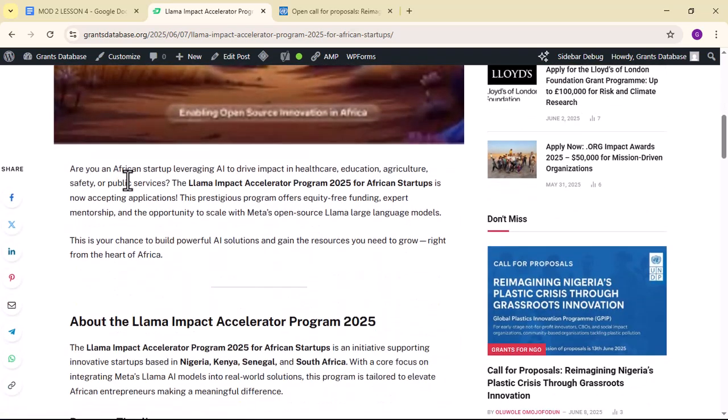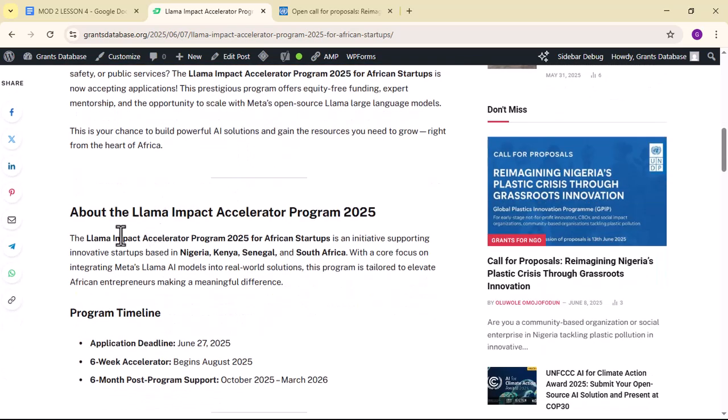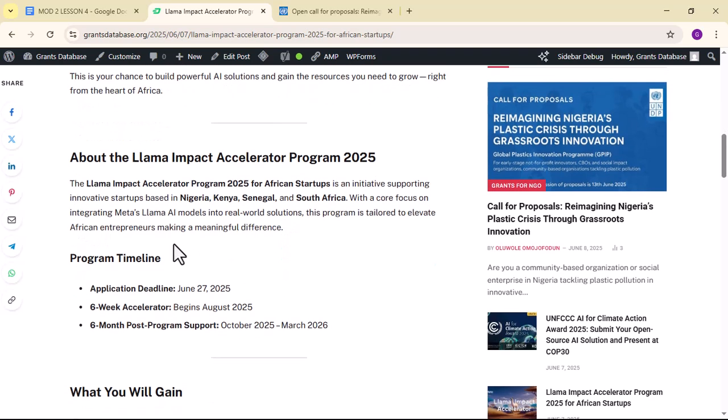So here they are asking for African startups that are leveraging AI to drive impact in healthcare, education, agriculture, safety, or public services. Now this Llama Impact Accelerator is an initiative from Meta that is supporting innovative startups based in Nigeria, Kenya, Senegal, and South Africa, with a core focus on integrating Meta's Llama AI models into real-world solutions.